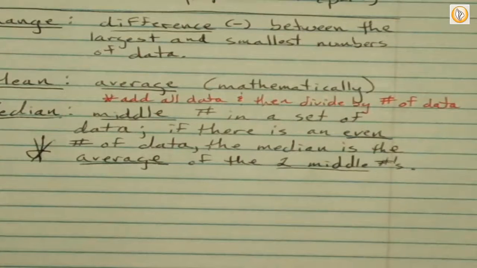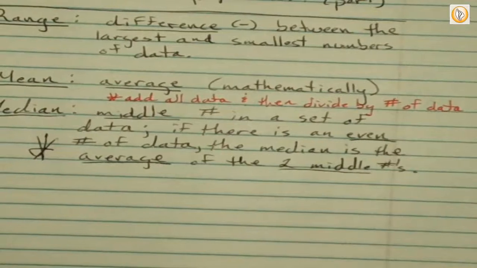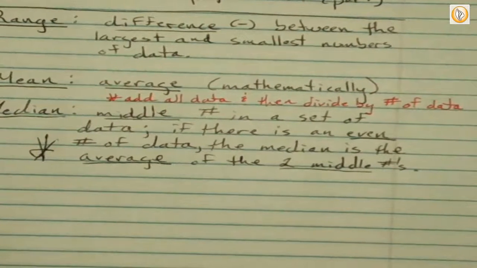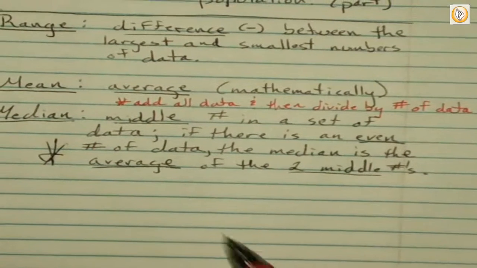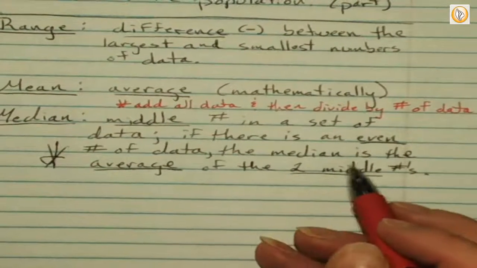Oh, I thought it was 500. Nope. Let's say I had only 8 kids in here. I would add up the grades and then divide by 8. Make sense? Okay. Median is the middle number.